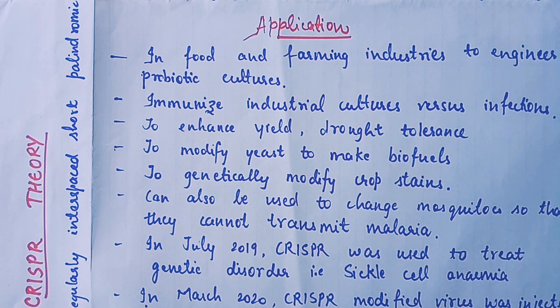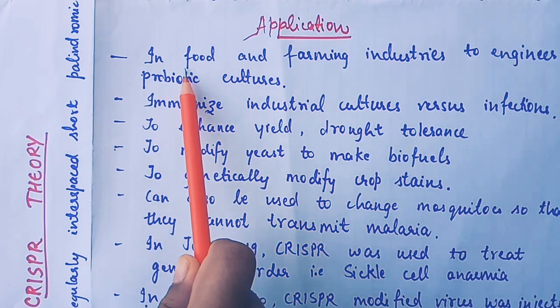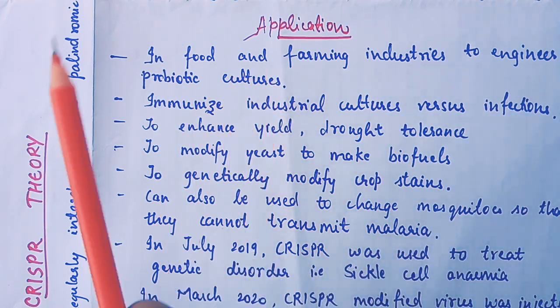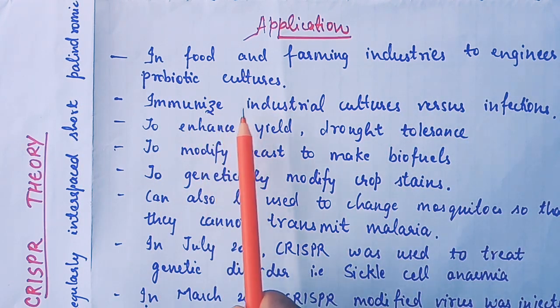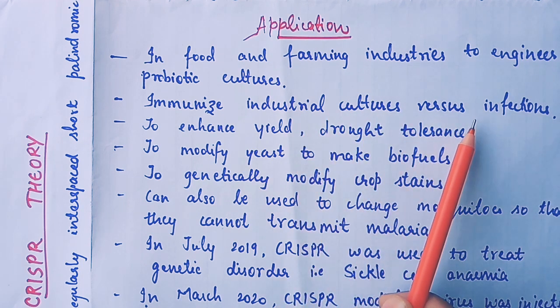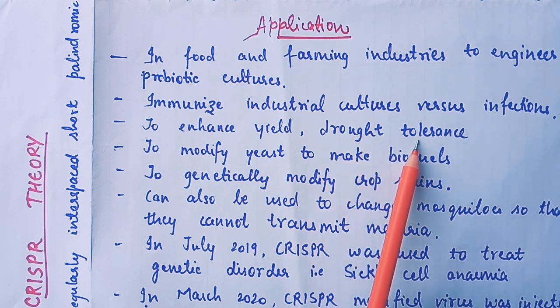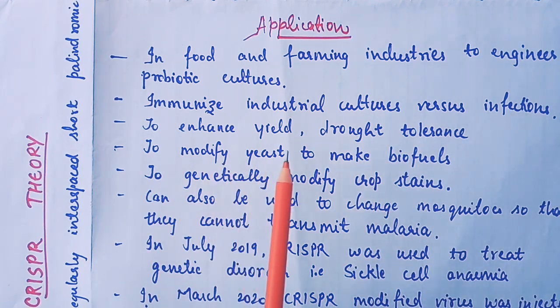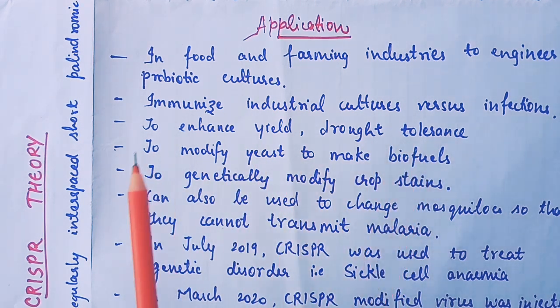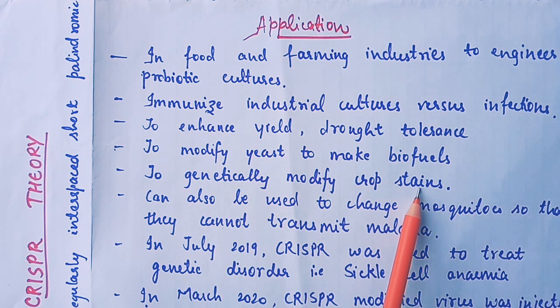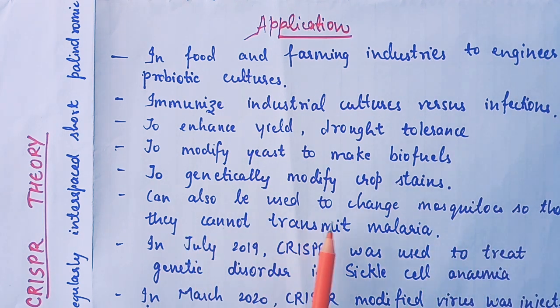Now let's see what all the applications of CRISPR are. It is used in food and farming industries to engineer probiotic cultures, as well as to immunize the industrial cultures versus infection, and also to enhance the yield, drought tolerance, and also to modify the yeast to make biofuels. It can also be used to genetically modify the crop strains, as well as to change the mosquitoes so that they cannot transmit malaria.